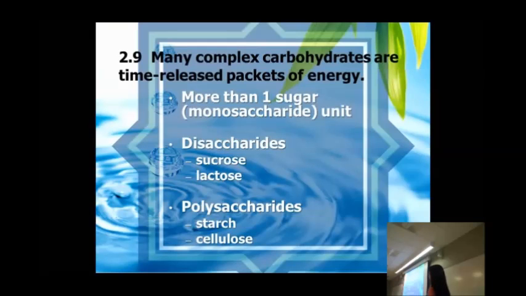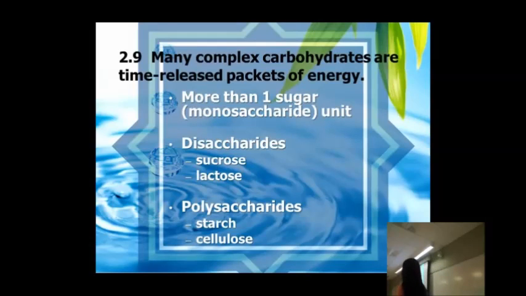Many complex carbohydrates, there we're talking about simple carbohydrates, but many complex carbohydrates are time-released packets of energy. So more than one sugar is a complex carbohydrate. If they are a disaccharide, that means there's 2 sugars, things like sucrose and lactose. Lactose is the sugar that's found in milk that people can be allergic to. And polysaccharides are those that have many units of sugar. Those are things like starches and things like cellulose. Starches are found in a lot of our foods. Cellulose is found in the plant materials that we eat.